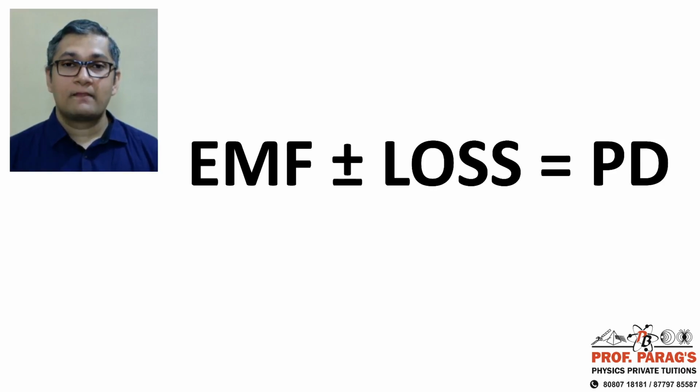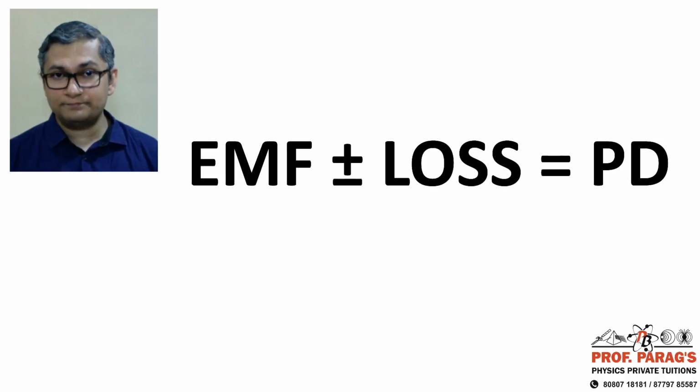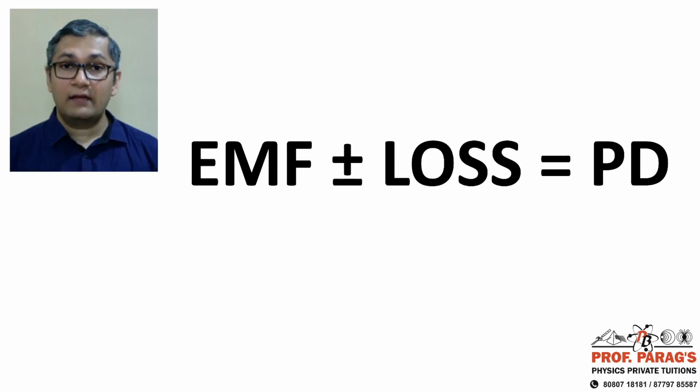So the formula that we are going to use, based on what we understood in the first lecture about EMF, loss and PD, is that EMF plus or minus loss is equal to PD. Just a quick recap, EMF is the voltage that is printed on the label of the cell. There is always some loss. Why? Because within the cell, there is a flow of current from low to high, and whenever there is low to high flow, there is always a loss of energy. And PD stands for potential difference, which is the actual voltage that appears across the cell.